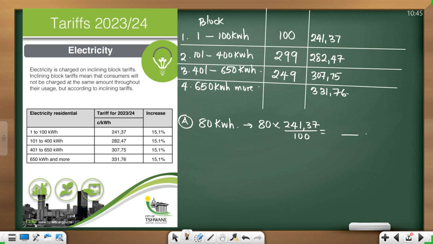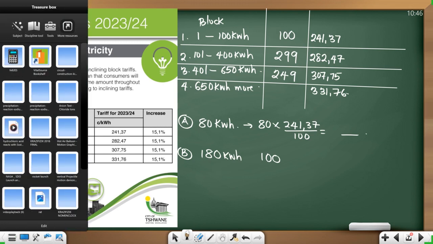Hold on. Family B uses 180. What are we going to do? This is where the challenge comes in. You would first check 180 is greater than 100. So that means family B first used the maximum capacity in block 1. They are only allowed to use 100 to remain in block 1. So they've used all the 100 and moved beyond block 1. Now we take whatever is remaining.